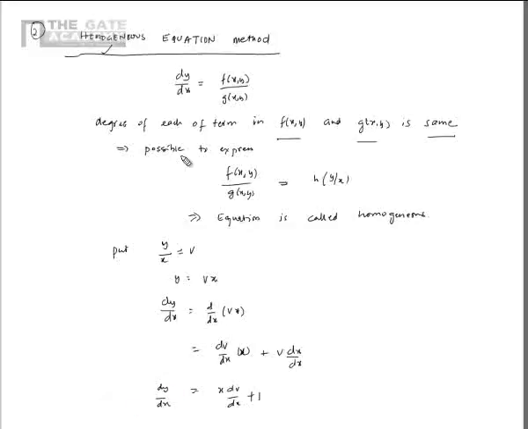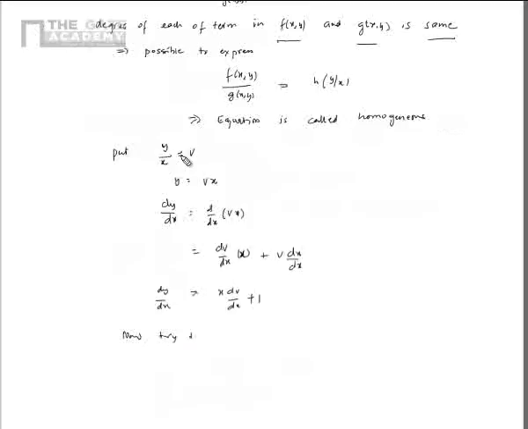So now try to substitute y and dy by dx in terms of v and x. Then the entire equation will be in v and x, and then you can use the variable separation method.